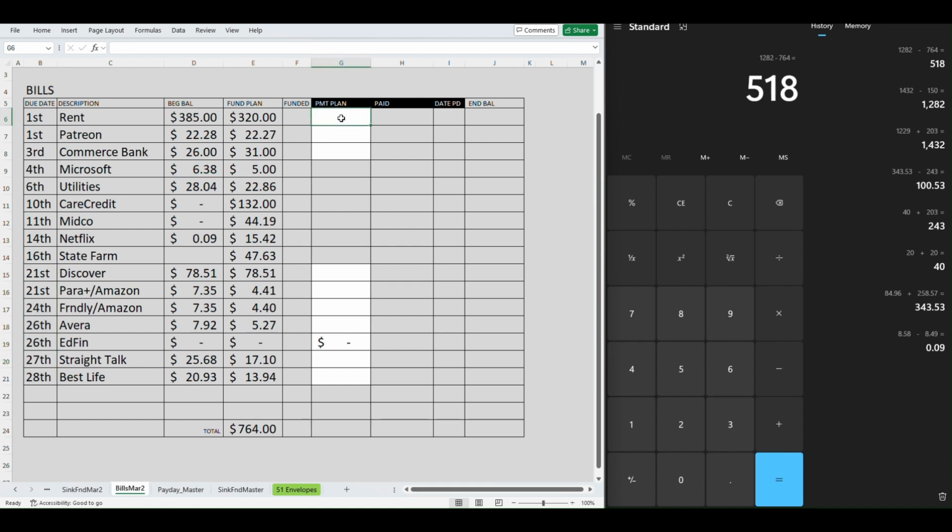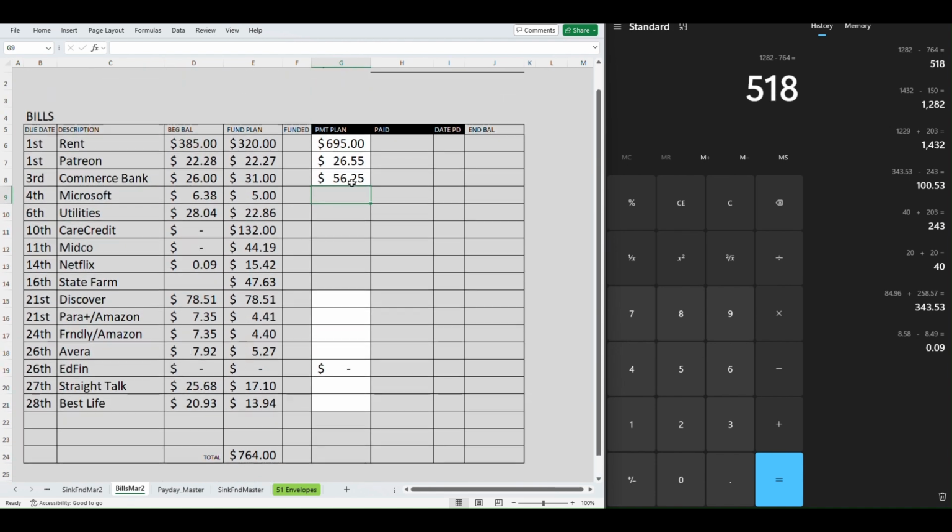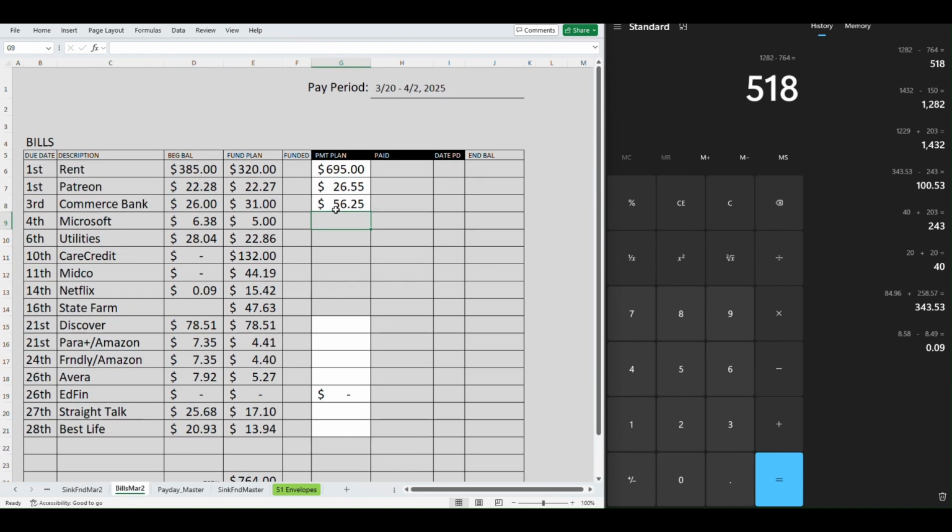We've got rent, Patreon, Commerce Bank, and I'm just double checking as I go, making sure that the math looks right. So rent, I had $385 to start, and I'm putting $320 in. So does that equal, or is it greater than $695? Yes, it is. So I've got enough money in there. So just keep doing, filling in the amounts that are due for these other bills until I have them all filled in.